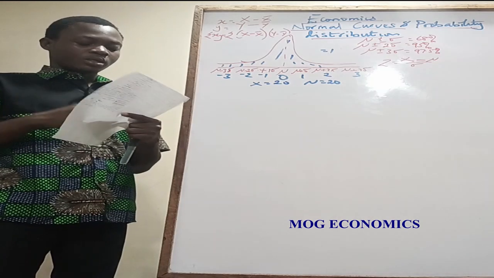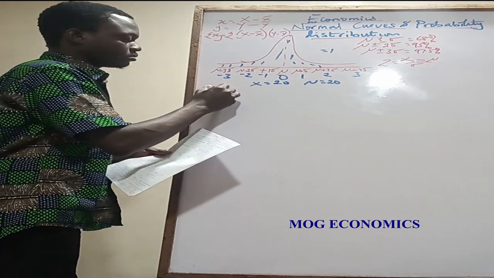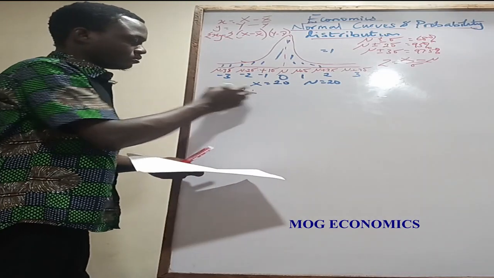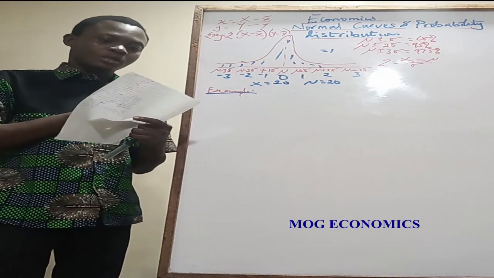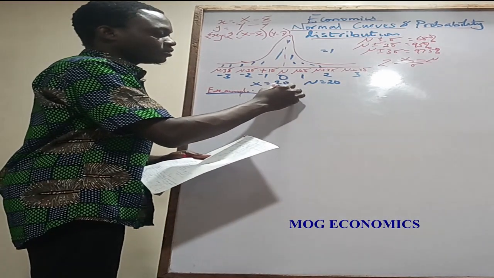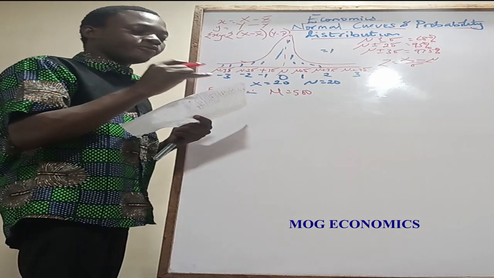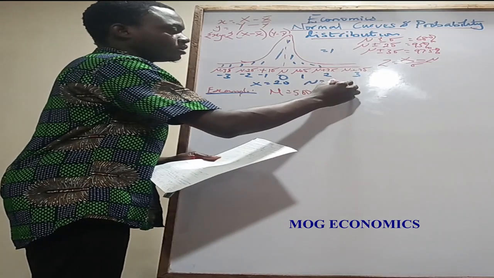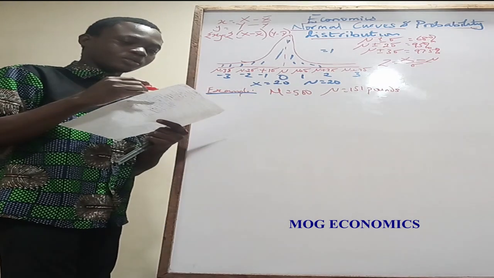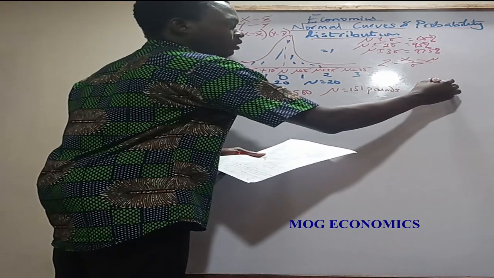The first one: the mean weight of 500 students. So we have n equal to 500 students, and the mean weight of 500 students in a certain college is 151 pounds, where pounds is the unit of measurement, and the standard deviation is 15 pounds.